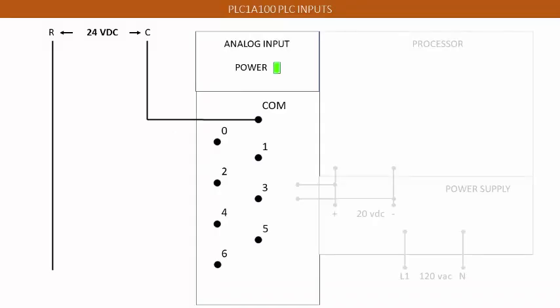PLC input modules could also use analog sensors, providing some conditional value. Notice that the input module is not a two-state, but an analog device. This analog device is being supplied with 20 volt DC from the Programmable Logic Controller's power supply, and also 24 volt DC from a secondary power supply.